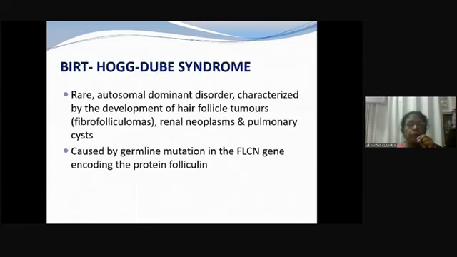Now we go to a more rare disease, Birt-Hogg-Dubé syndrome. It's a rare autosomal dominant disorder characterized by the development of hair follicle tumors, renal neoplasms, and pulmonary cysts. And all this occurs because of germline mutation in the FLCN gene, which actually encodes for the protein folliculin.